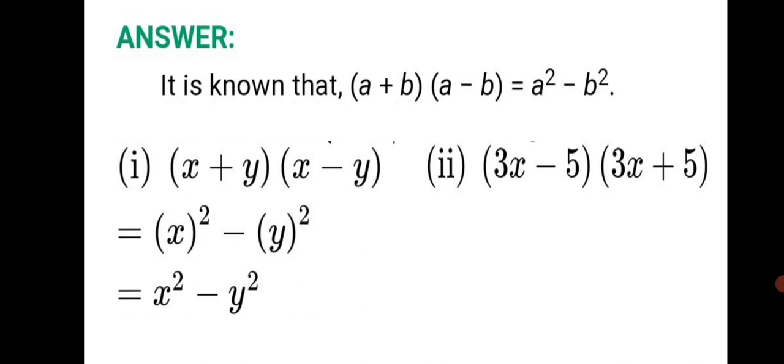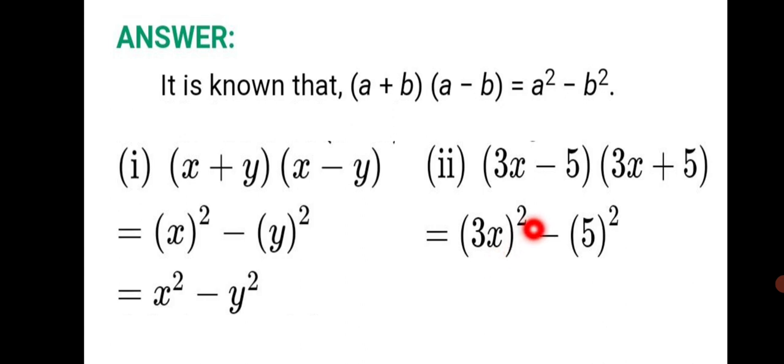So here we know that (3x minus 5) into (3x plus 5) can be written in the form of the squares as a square minus b square. So this will be equal to (3x) the whole square, you can see the whole bracket is there and then the square, minus (5) the whole square. What we have done here: (3x minus 5) into (3x plus 5) is written as (3x) the whole square minus (5) the whole square. Now we will open the brackets.